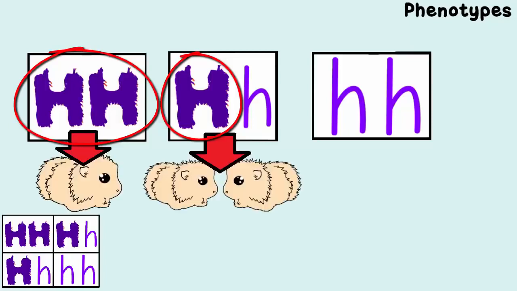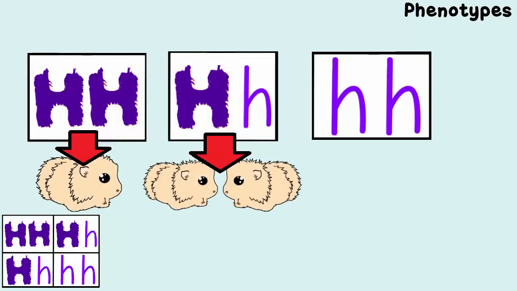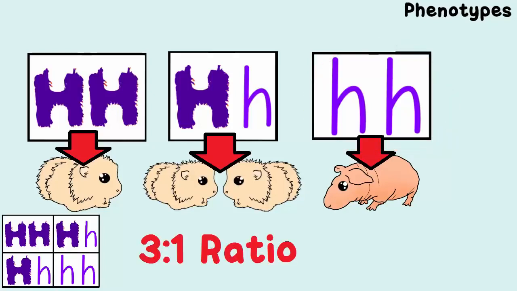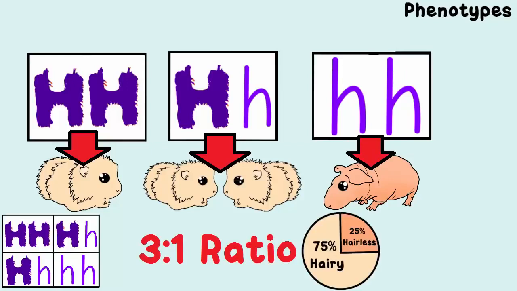So 3 of them here, the one big H, big H baby and the 2 big H, little h babies, they all have hair. The homozygous recessive baby, which was little h, little h, that baby has no dominant allele present. So this little guy would be hairless. So you could say the phenotype ratio is 3 have hair to 1 that's hairless. Or a phenotype percentage could be 75% hair, 25% hairless.